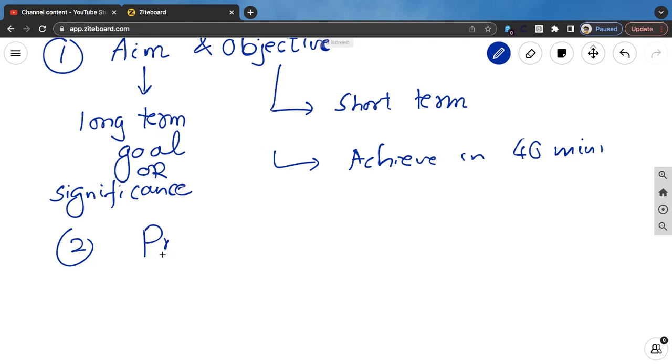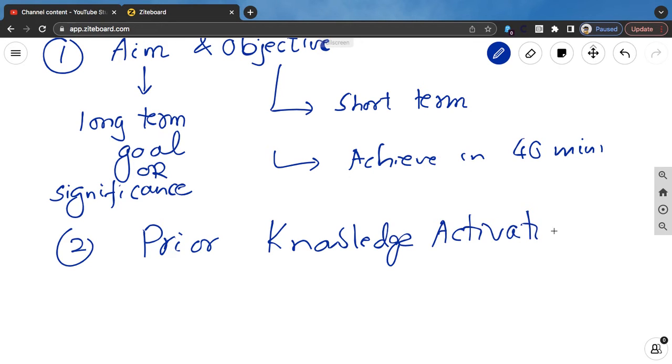The next thing, again, remember every lesson may take sometimes more time, sometimes less, but prior knowledge activation is very, very important. What is prior knowledge activation? Say, for example, they learned about simple interest in grade 7 and now in grade 8, they are learning about compound interest. So it's important that the teacher, before they start compound interest, talks a little about simple interest.